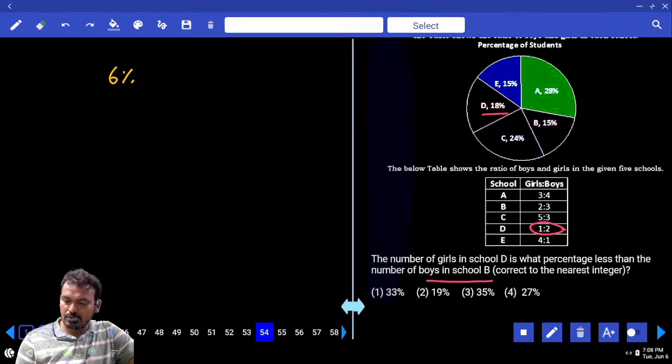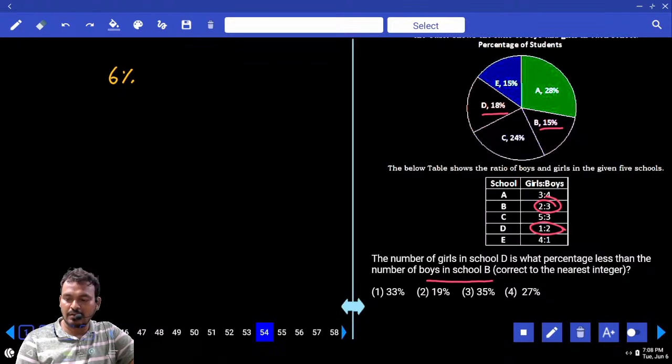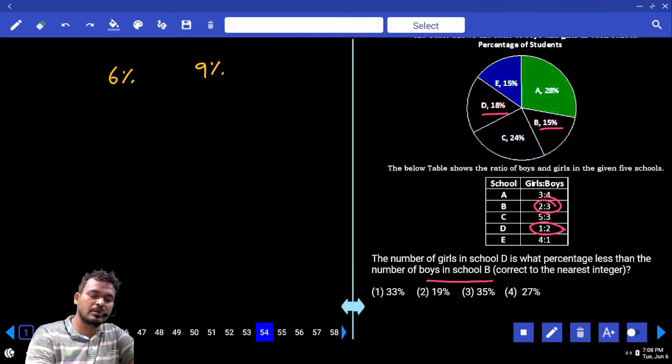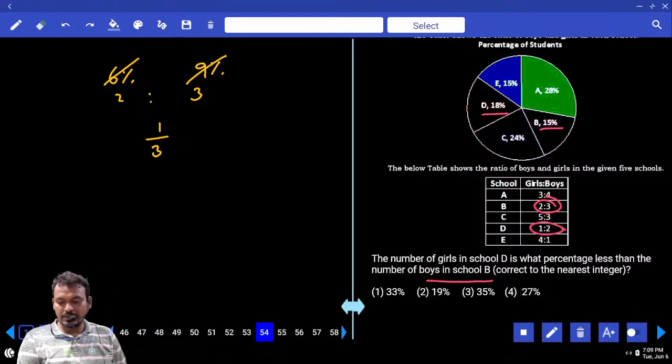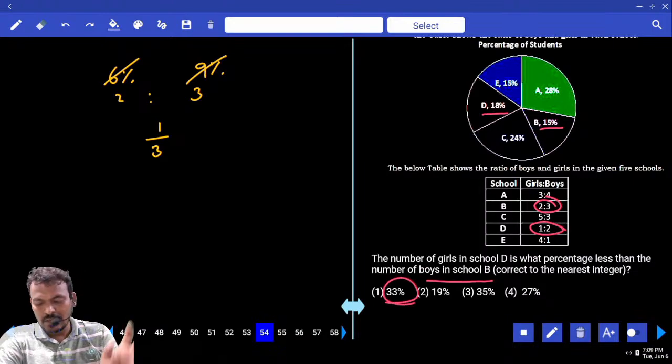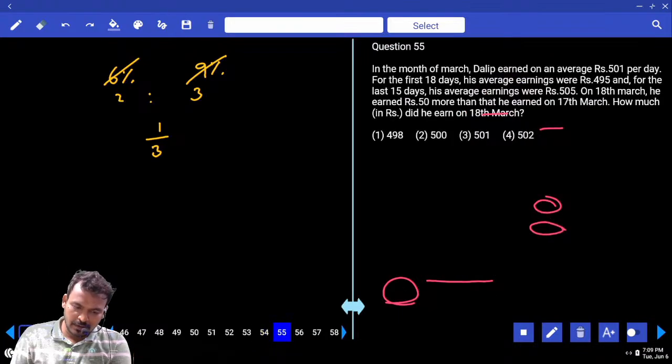Next, boys in school B. Total how much? 15. That is split in a 2:3 ratio. Boys are 3 parts, means boys is 9%. What percent less? What is the ratio? 2:3. That is 1 by 3. What is the answer? 33 1 by 3%. One is 6%, another one 9%. Ratio 2:3. How many parts are less? 1 part. 1 upon 3.